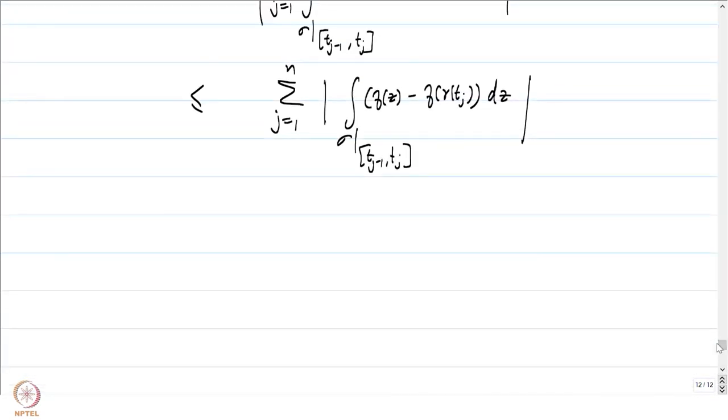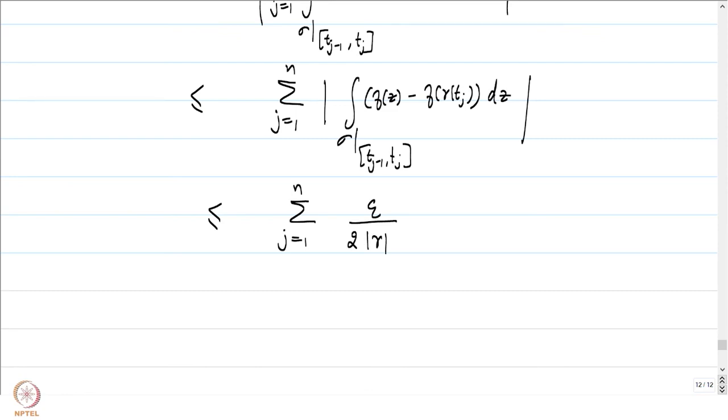We will use that here to write that this is less than or equal to, by again using the properties of the integral, this is going to be less than or equal to epsilon by 2 times the arc length of gamma. Notice that f of z minus f of gamma of tj is bounded by this number. Why is that the case?